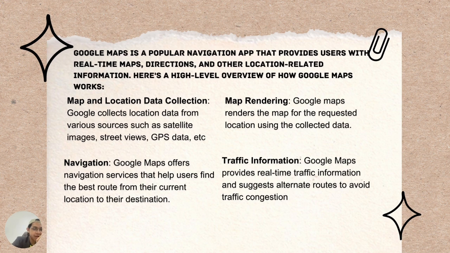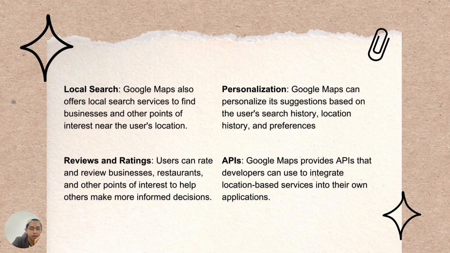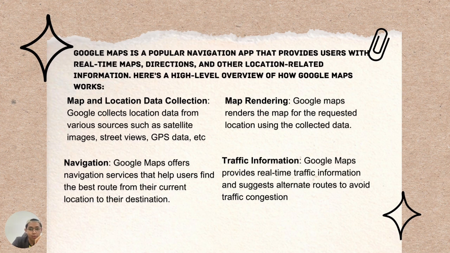My name is Faris Nova, and for now, I'm going to present and explain how the application works, and also list all the application's operations. So these are just some of the ways the application works and what it provides. Google Maps is a popular navigation app that provides users with real-time maps, directions, and other location-related information. And this is an overview of how Google Maps works.